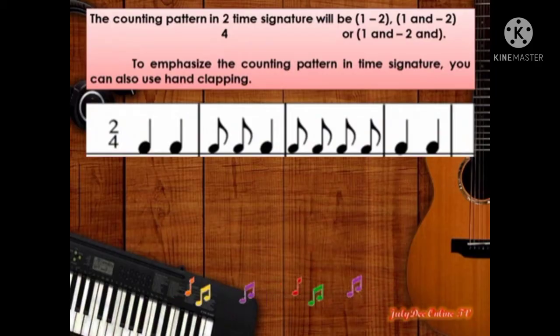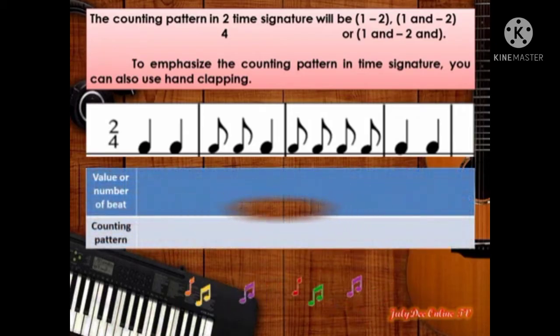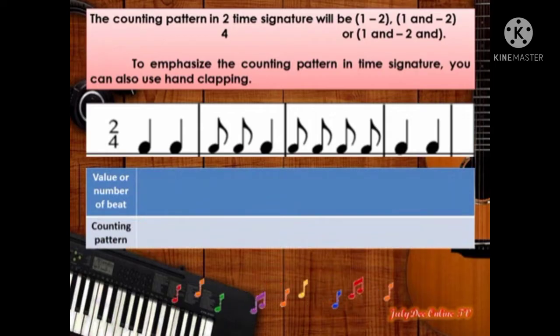To emphasize the counting pattern in 2/4 time signature, you can also use hand clapping. The illustrations show a 2/4 time signature. Now, let's find out the value or number of beats and the counting pattern. For quarter note, we have 1 beat. For eighth note, we have 1/2 beat.